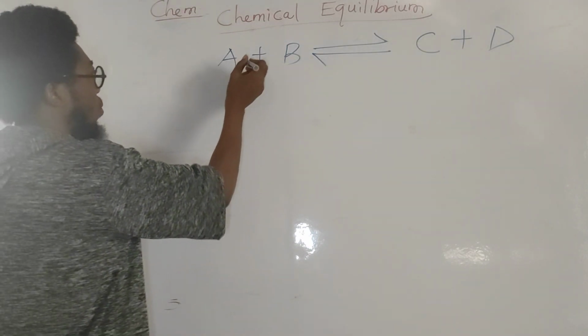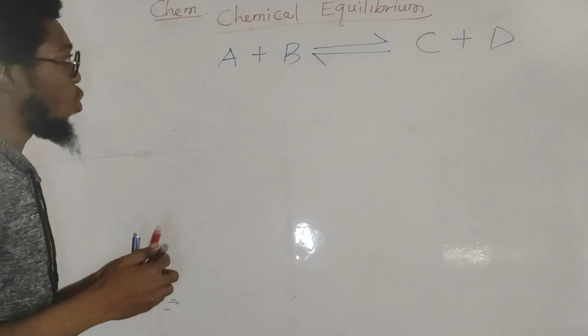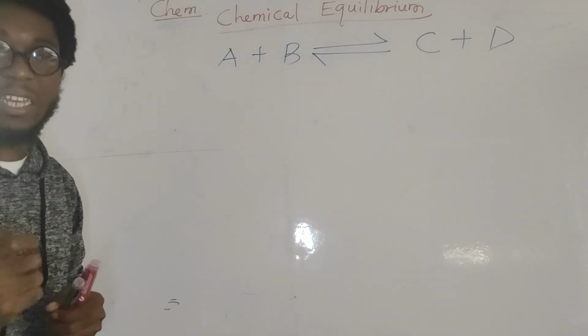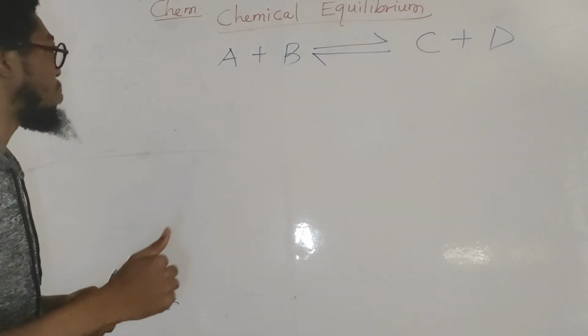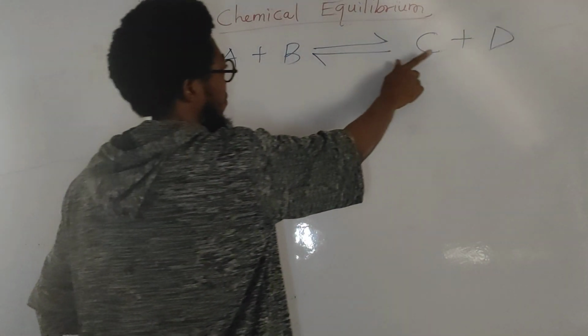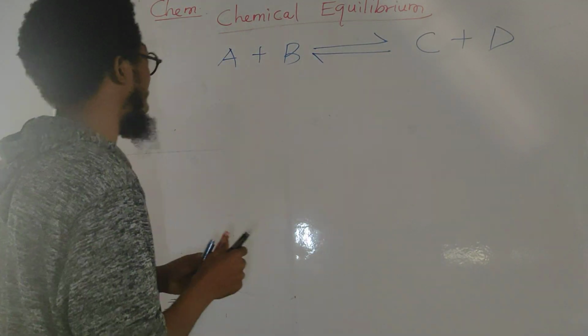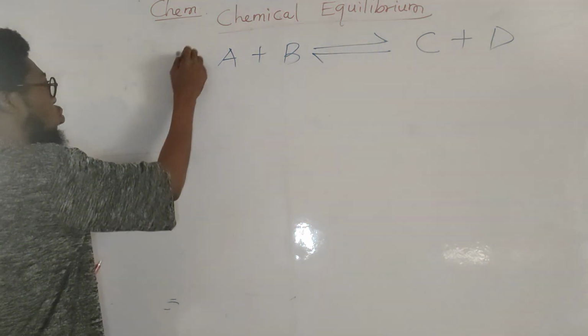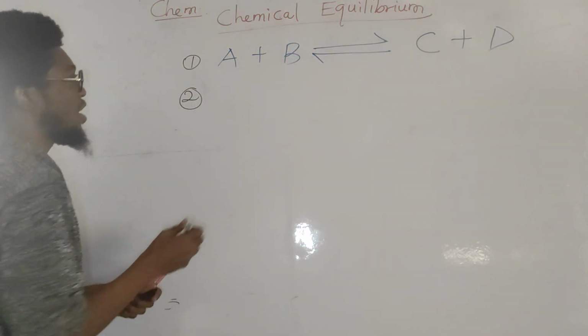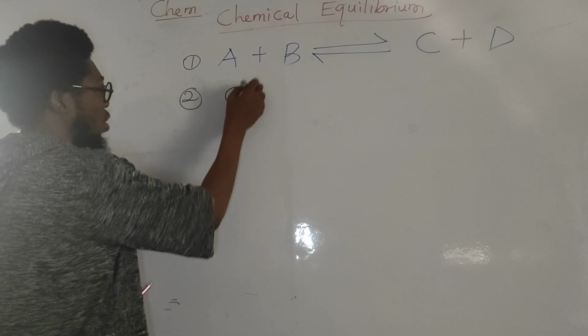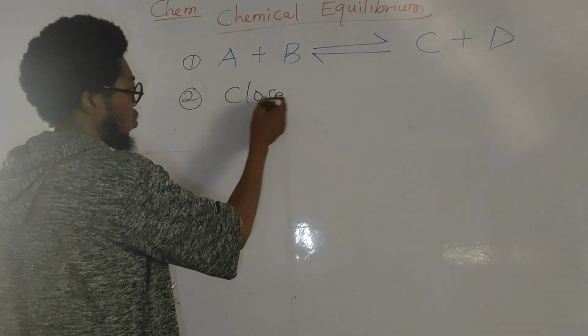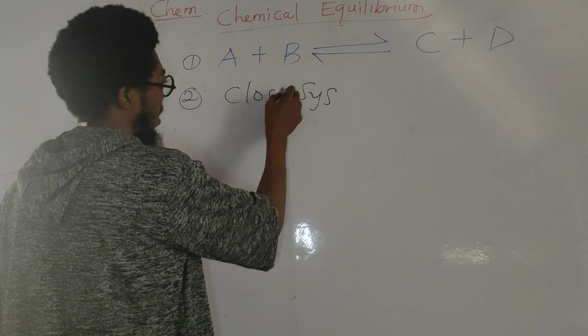So that means that some conditions must be obeyed before a system can get to chemical equilibrium. Number one, the reaction must be a reversible reaction. Number two condition is that the reaction must occur in a closed system.